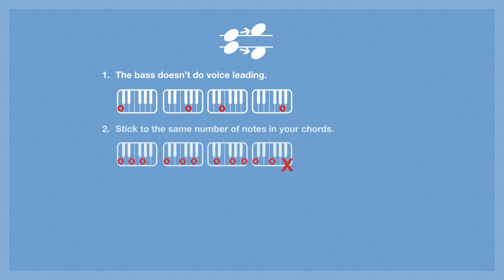Number 2 is stick to the same number of notes in your chords. So if your first chord starts off with 5 notes, then you want your second chord to have 5 notes as well. It sounds a little bit odd if the first chord in a chord progression is this full, rich chord, and the second chord is just like a power chord, it's 2 notes, and then the third chord is like 6 notes, and the fourth is 4.